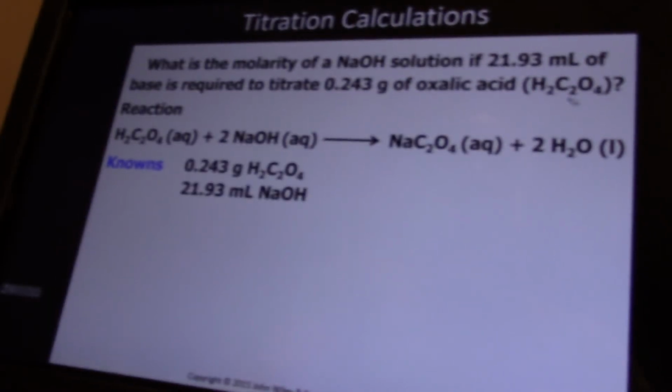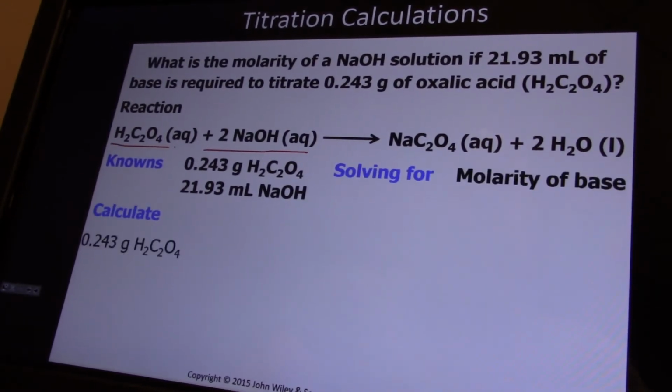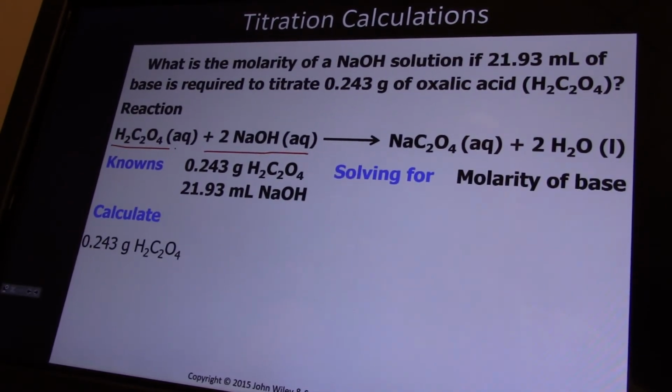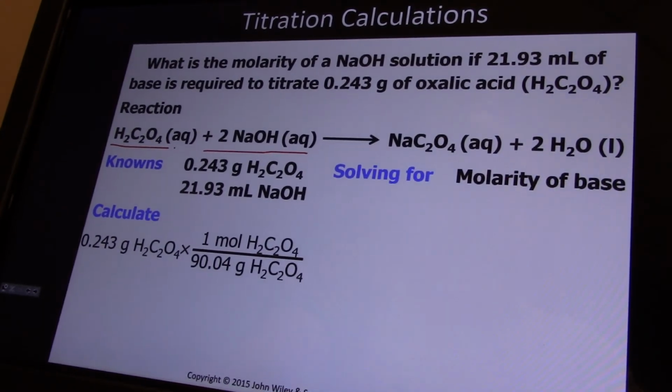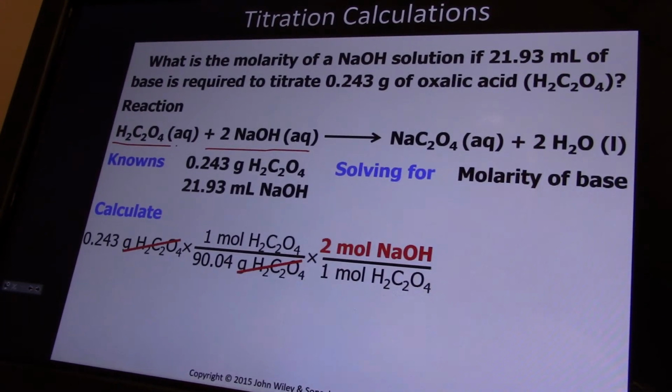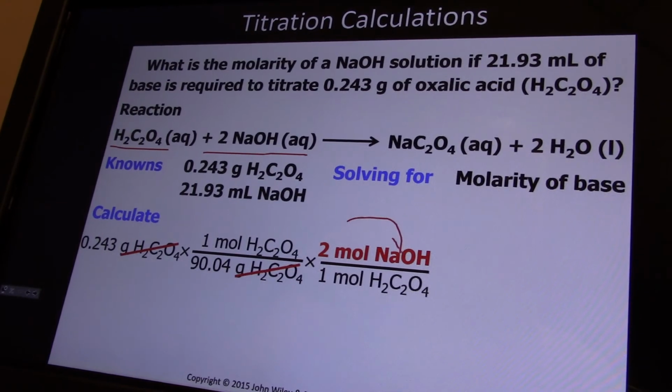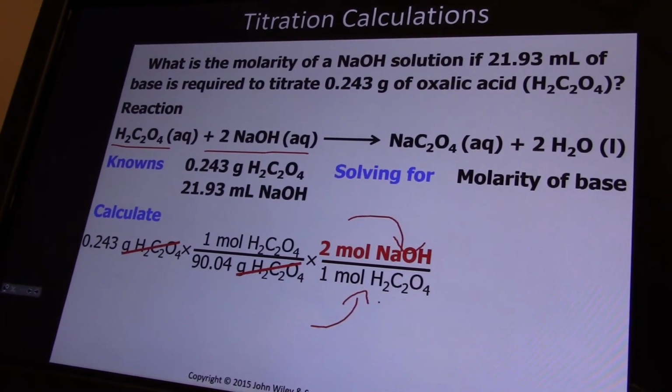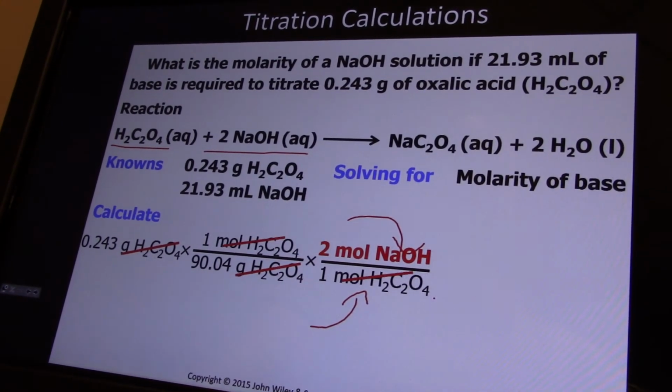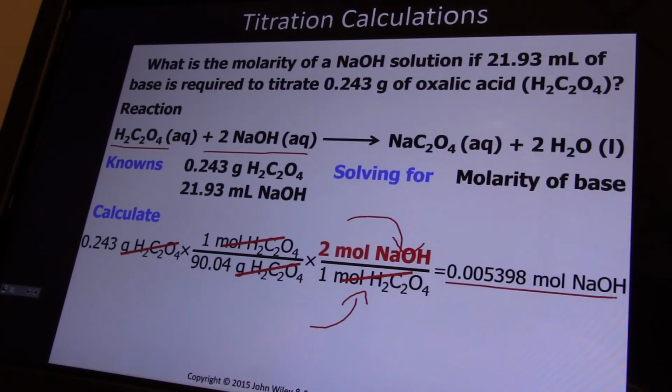So again, we put down our formula, but now we remember it's 2-to-1. And that's the key difference in this one. So I have my grams of oxalic acid. I convert to moles of oxalic acid. And then I remember I need 2 moles of sodium hydroxide to react with each mole of oxalic acid. So this is how many moles of sodium hydroxide I'll need.